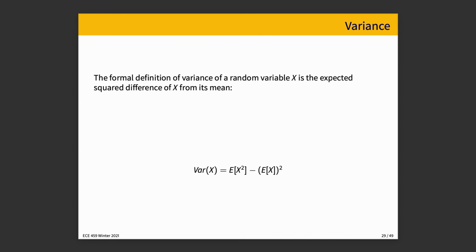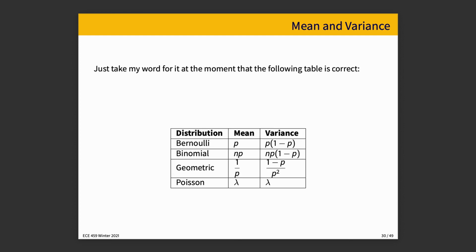Okay, and the formal definition of variance of a random variable X is the expected squared difference of X from its mean, which is the expected value of X squared minus the squared version of the expected value. And again, I don't believe there are too many scenarios where you need to know how to calculate this, but this is some information that I want you to have at hand when we look at thinking about arrival times and stuff like that. And again, I want you to just take my word for it for the moment.